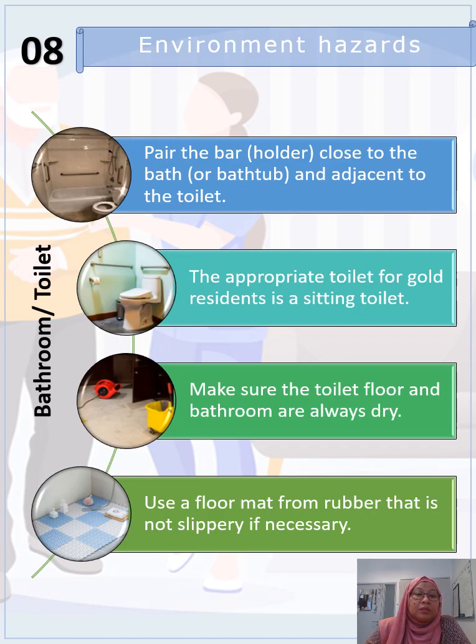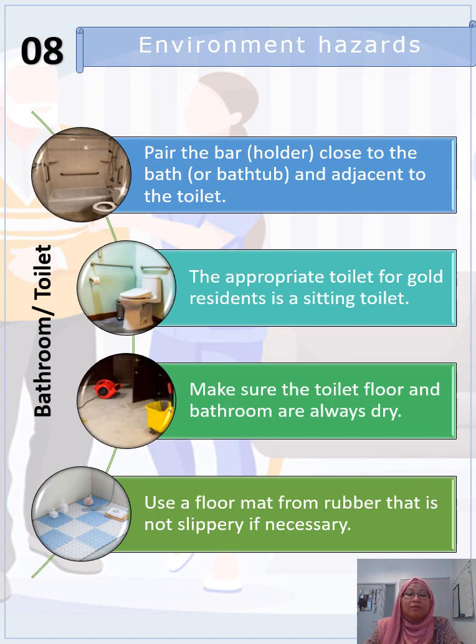Install a bar or holder close to the bath or bathtub and adjacent to the toilet, so that they can use both hands to control their movement or to balance when they feel like falling down. The appropriate toilet for senior citizens is a sitting toilet. So sometimes you may have to change or modify toilets if you are using a squatting toilet.